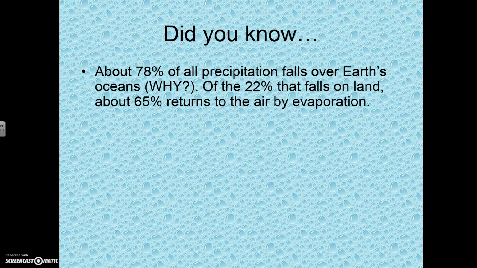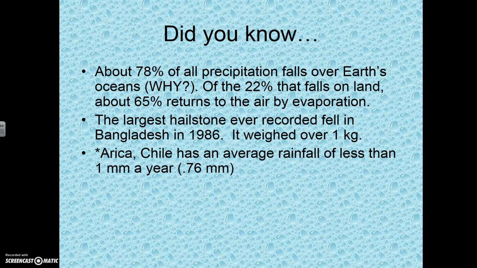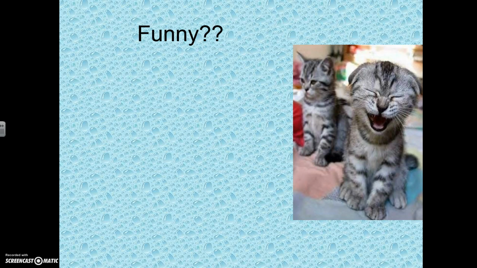So think about that too. About 78% of all precipitation falls over Earth's oceans. So why do you think that happens? We're going to talk about that on Monday. The largest hailstone ever recorded was in Bangladesh in 1986. It weighed over 1 kilogram, which is really big. And then Hawaii has an average rainfall of 12 meters a year. Atlanta only gets about 1.3 meters a year. So Hawaii gets a lot of rain.